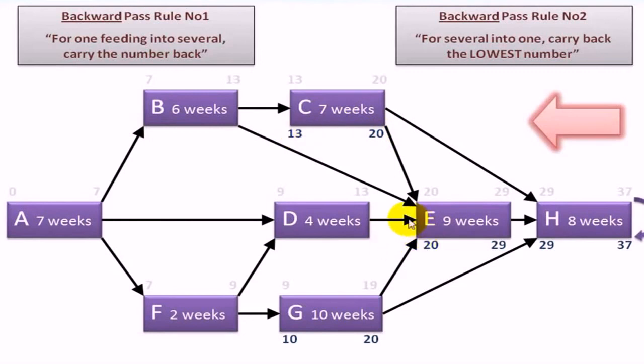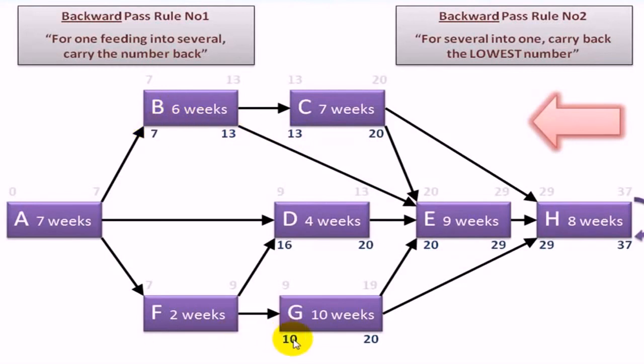Now the next one is easy because this feeds back into D and it's only got one arrow coming from it. So we can simply take that 20 and feed it back here. Minus 4 gives us 16. Now we can deal with this task here, B. It has 13 coming from it, and it has 20. And because in this case, 13 is the lowest number, that's what we put here. 13 minus 6 gives you 7.